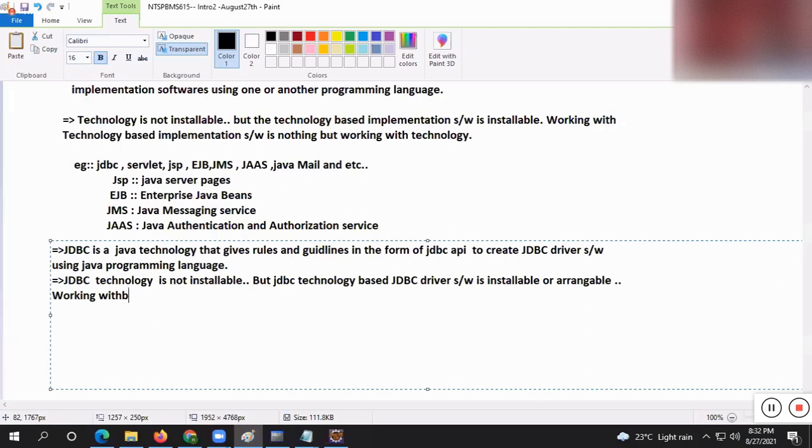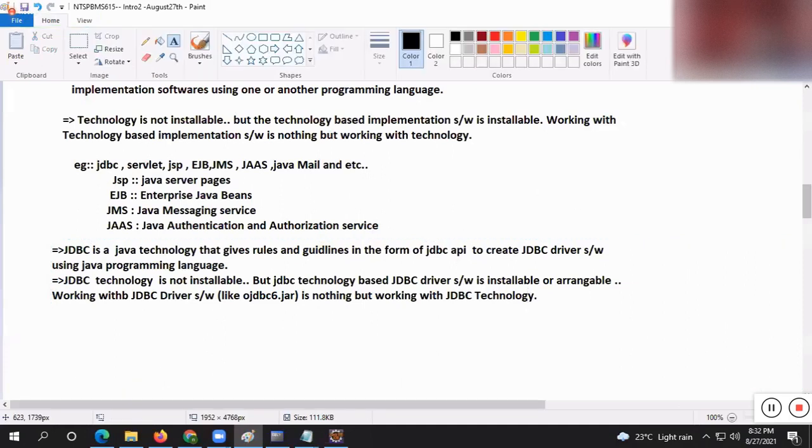Working with JDBC driver software like the OJDBC6.jar software is nothing but working with JDBC technology. I hope you are understanding my statement.